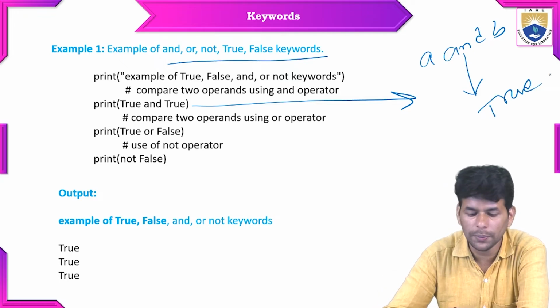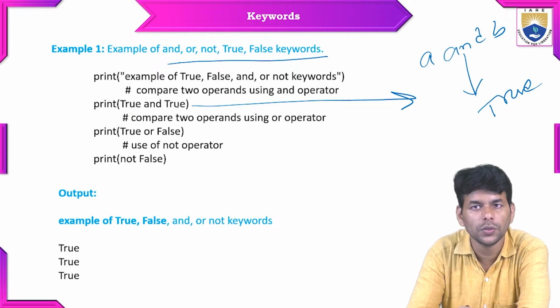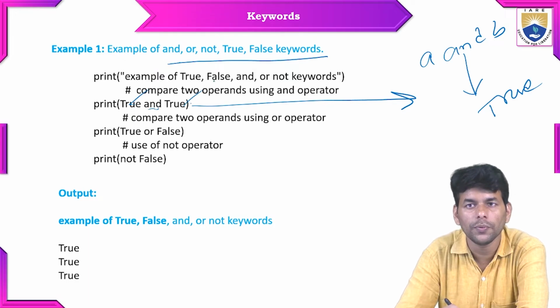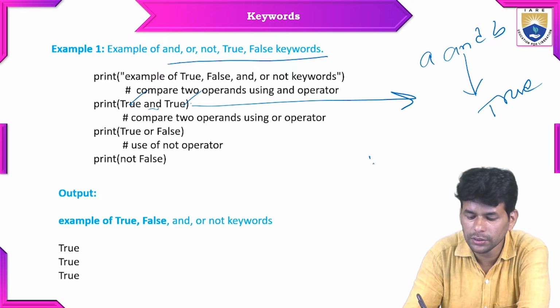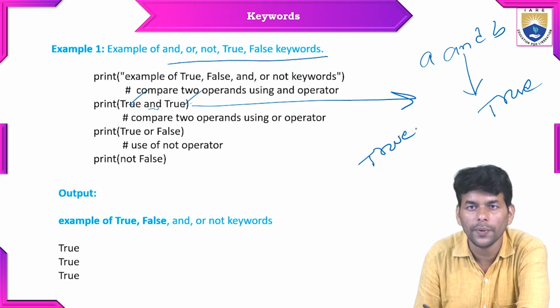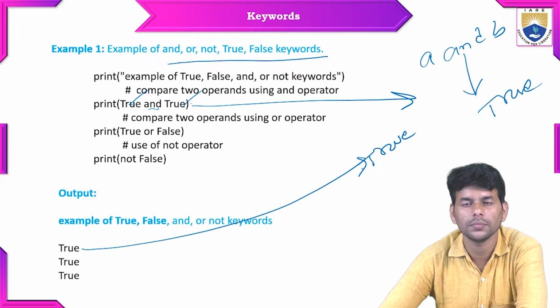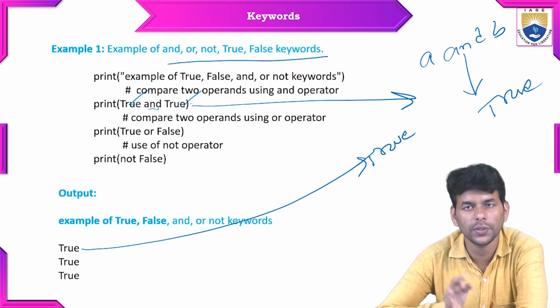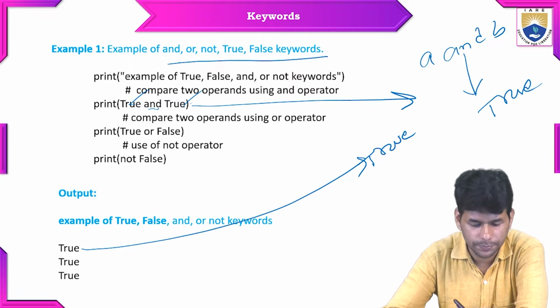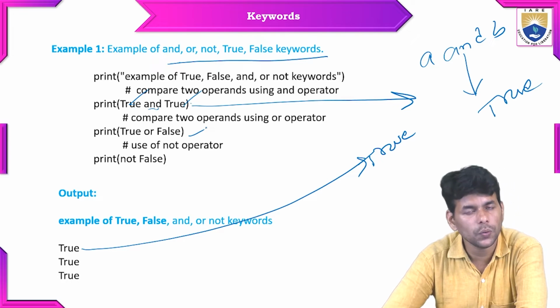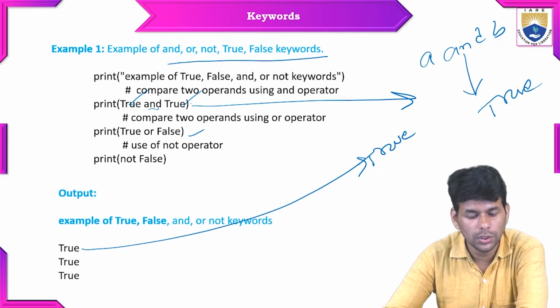Is that clear? I have taken the true value here, so I have taken true and true. What is the output I will get? I have to get the output true. Very simple, so I get true only. Next, the next statement here is print true or false. So what is about or?